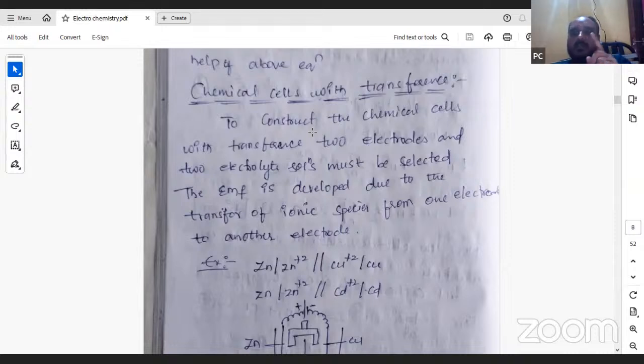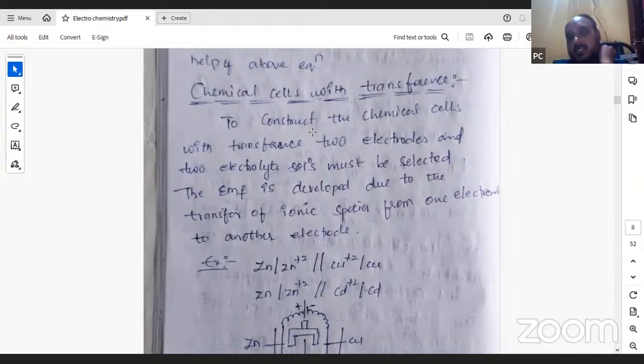With transference, simple meaning will be there. These are the two electrodes, left and right, two electrodes, right? Some of the ionic species are transferred from one electrolyte solution to the other electrolyte solution directly. So that is nothing but with transference. With transference means a direct transfer of ionic species from one electrolyte to the other electrolyte solution.